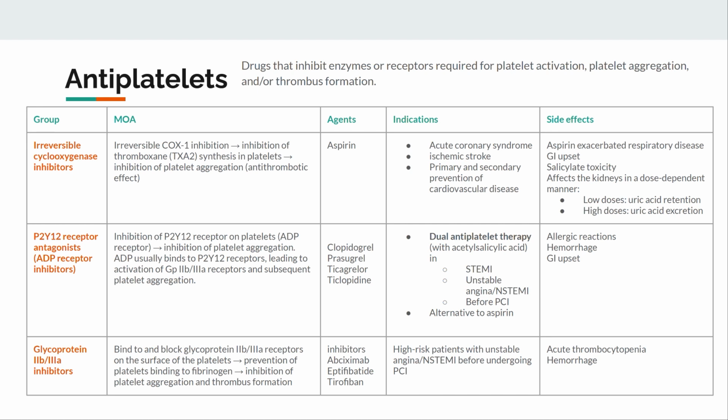And the side effects: you can have salicylate toxicity, which can cause hearing impairment, which is reversible eventually, GI upset, and then bleeds. Ulcers and gastric bleeds and intracranial bleeds are worth talking about.